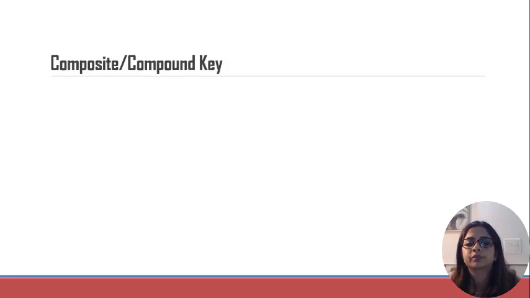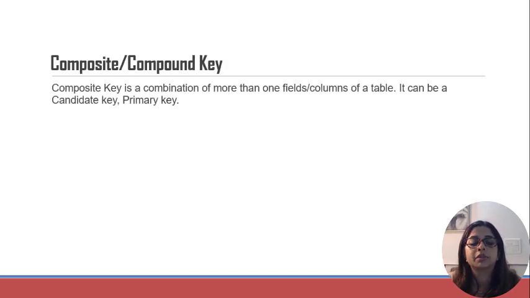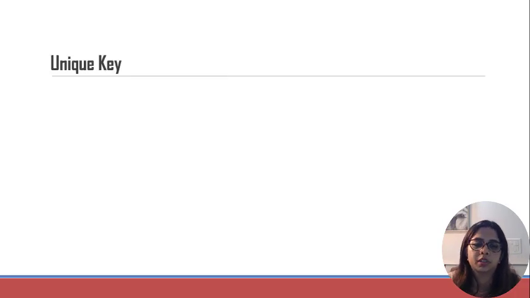Okay. Now there's something called composite and compound key also. So basically a combination of more than one column will be named as composite key or compound key. So whenever we are combining two or more columns, they will be called a compound key.